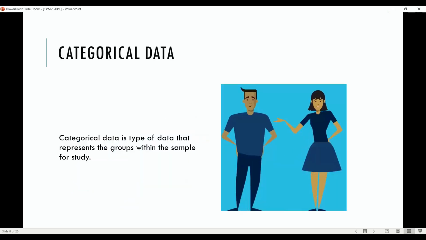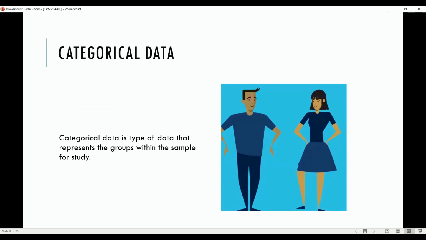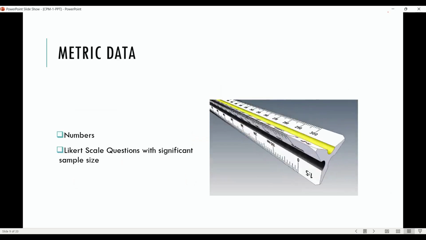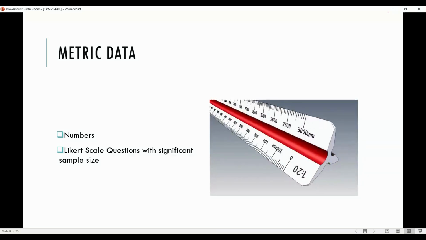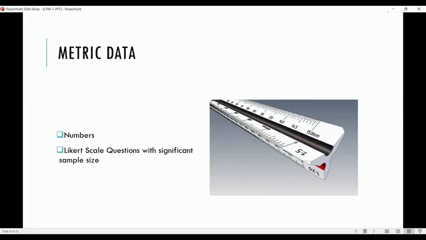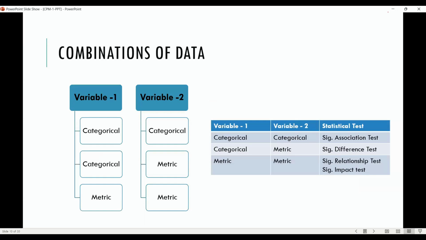And the next important thing, the concept you have to understand is that when it comes to statistics, forget about your books. When it comes to statistics, there are only 2 different types of data. One is the categorical data that forms a group, and second is metric data that deals with numbers or anything that deals with a Likert scale based question. So these are the 2 different types of data.